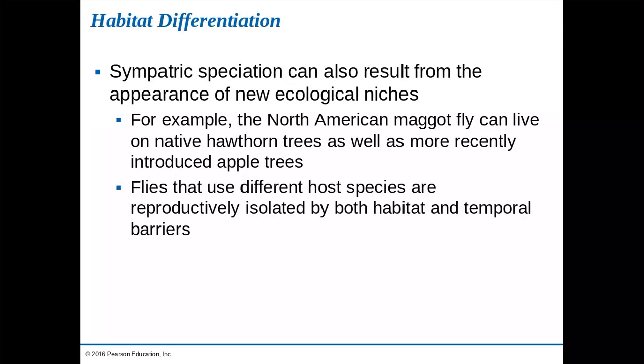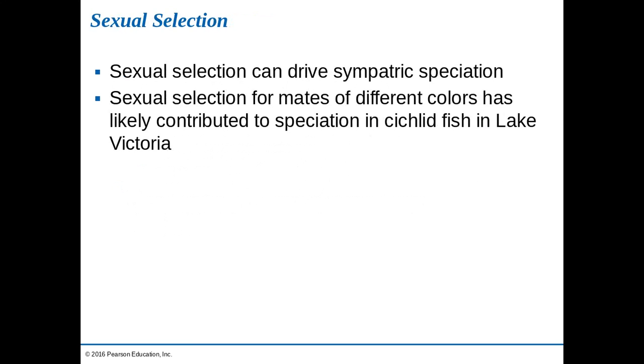Sympatric speciation can also result from the appearance of new ecological niches in the habitat. So maybe introducing a new tree, and then all of a sudden some of these flies are going to be on the native hawthorn trees and some are going to be on the apple trees, and they may prefer to mate with those that have the same food source as them and eventually develop different traits. And then finally, sexual selection is a huge driver of sympatric speciation.